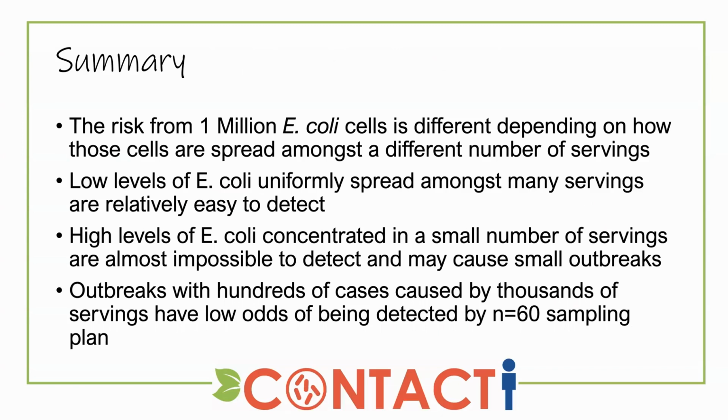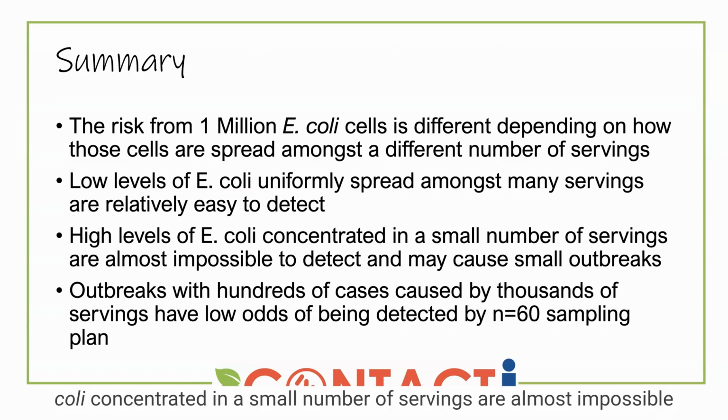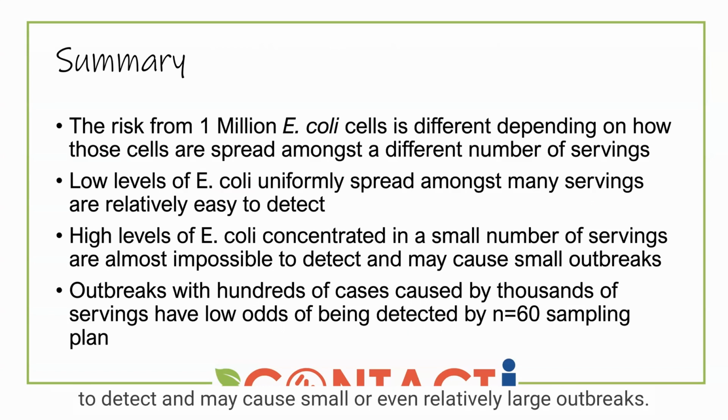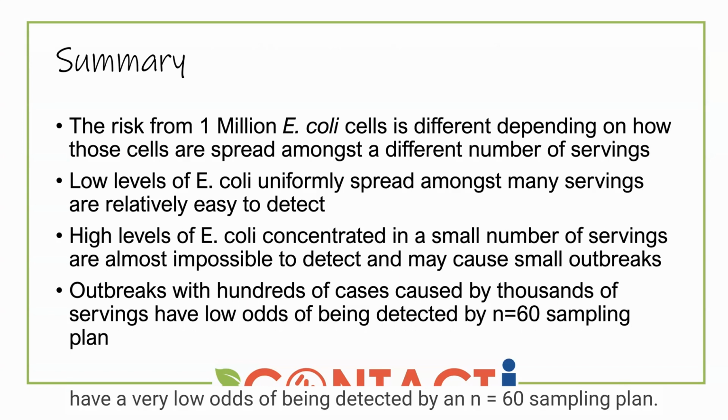Let's summarize. The risk from 1 million E. coli cells is different depending upon how those cells are spread amongst a different number of servings. A low level of E. coli uniformly spread amongst many servings is going to be relatively easy to detect. Whereas high levels of E. coli concentrated in a small number of servings are almost impossible to detect and may cause small or even relatively large outbreaks. Outbreaks with hundreds of cases caused by thousands of servings have a very low odds of being detected by an n equals 60 sampling plan.